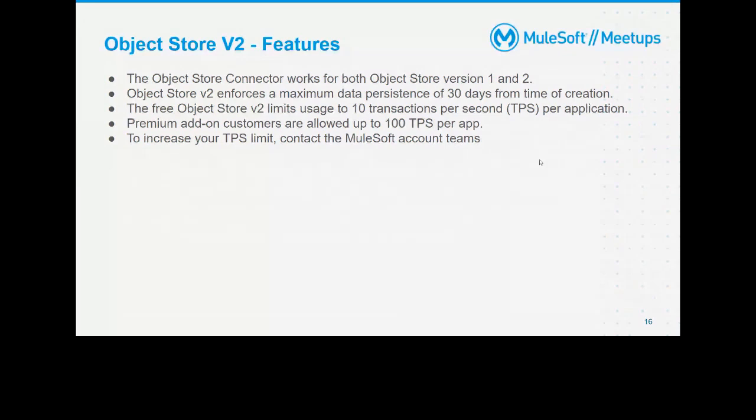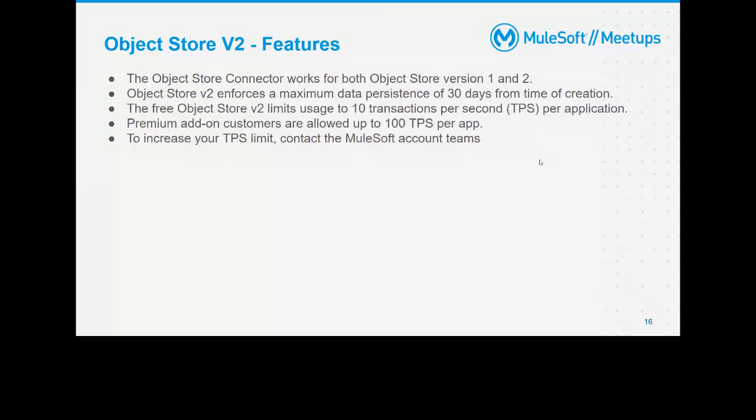But if you want an additional subscription or license, you can contact MuleSoft. You can buy a premium license where you can do 100 transactions per second per app. Keep this in mind: 10 transactions per second per app. If you are going with a higher version of license, you can do 100 transactions per second per app. To increase the TPS limit, you need to contact MuleSoft account teams.